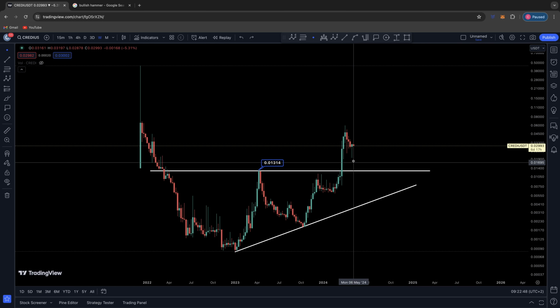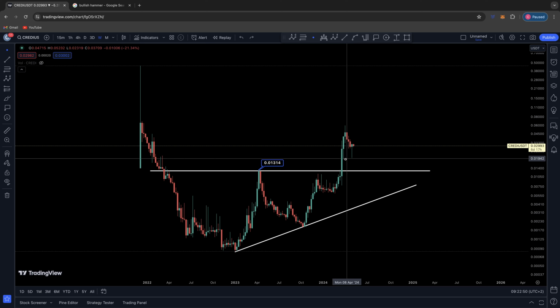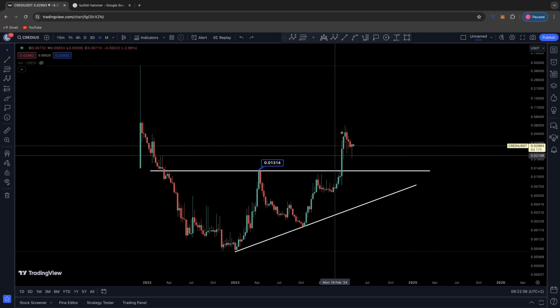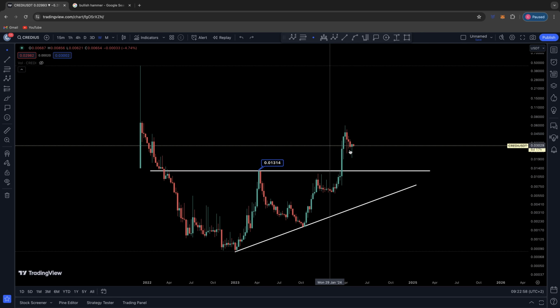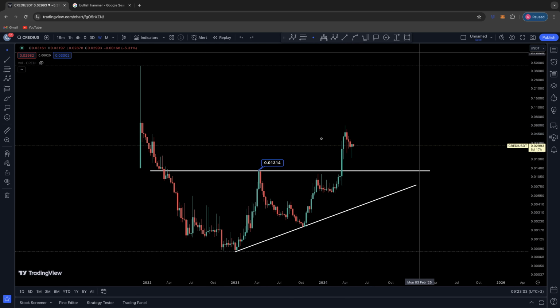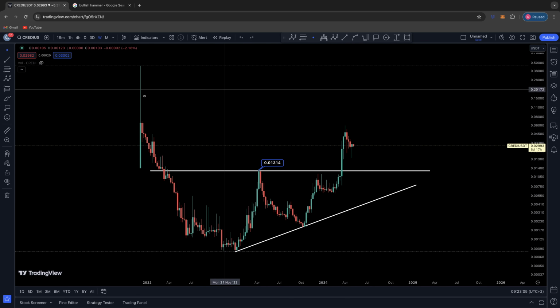Does this have to play out? No, it doesn't. Could these couple of wicks here be the lows? Yes, they could. This area doesn't have to be back tested. All I'm saying is, for the project itself, it would be really healthy if it did come back for one final tap on key previous resistance, turn it to support, and then explode. I think it would be very, very healthy.